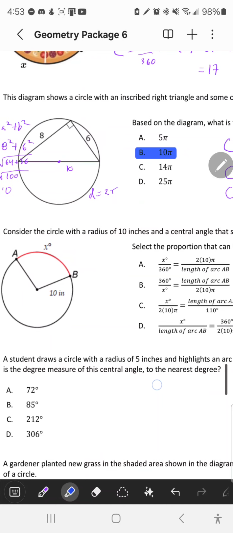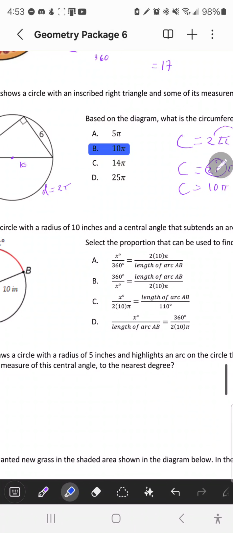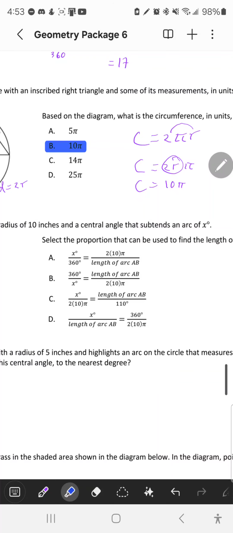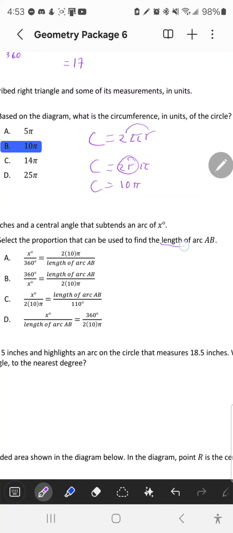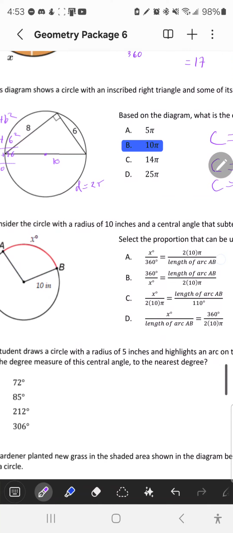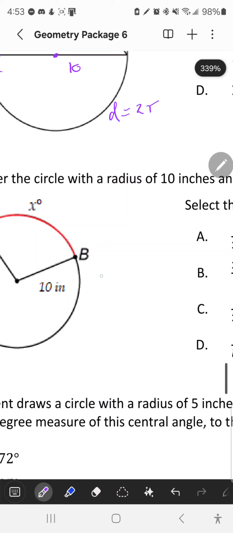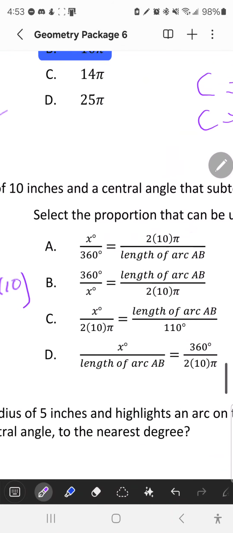Now, consider a circle with a radius of 10 inches and a central angle that extends an arc of x. Select the proportion that can be used to find the length of the arc. So we're using the formula x over 360 times the circumference, because it's the length. So it will be 2 pi r, and r here is 10. So that's basically it.